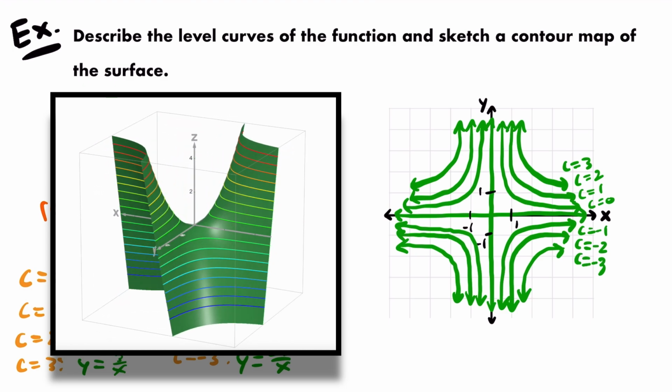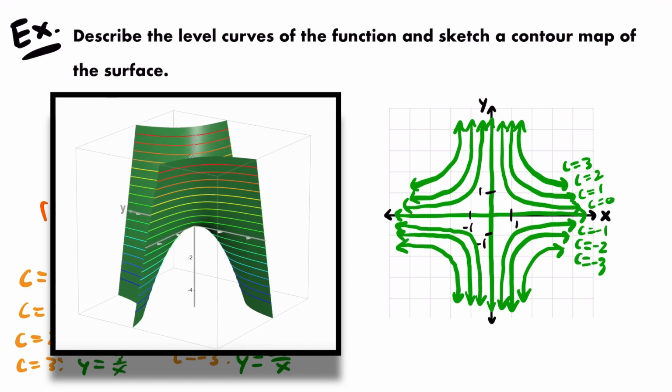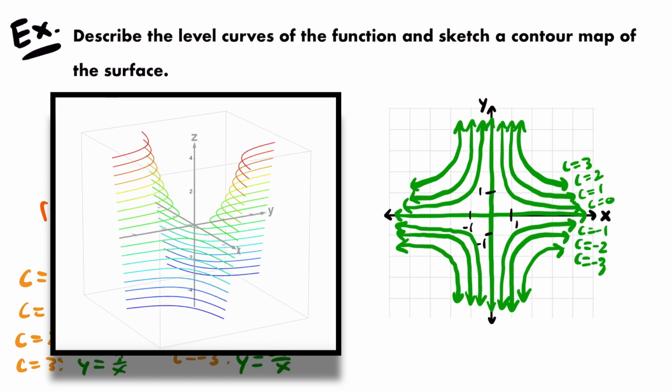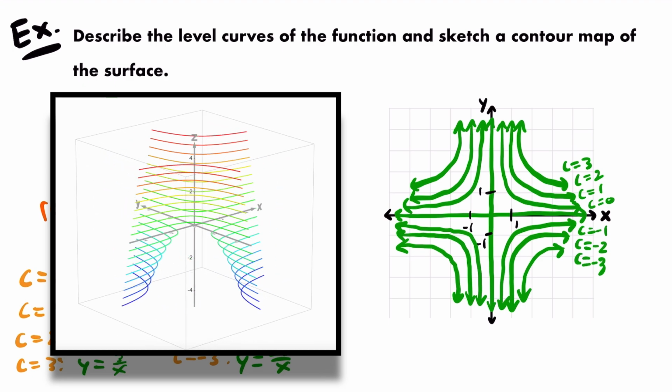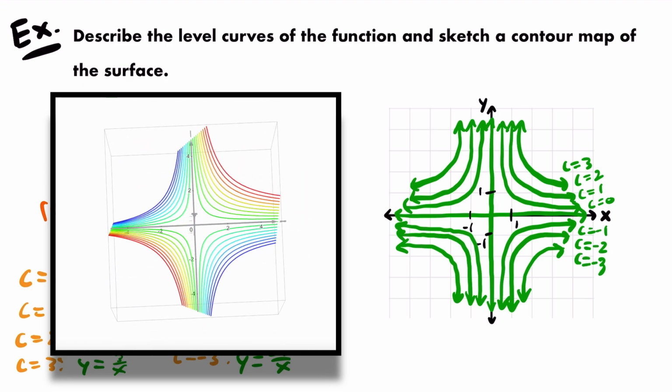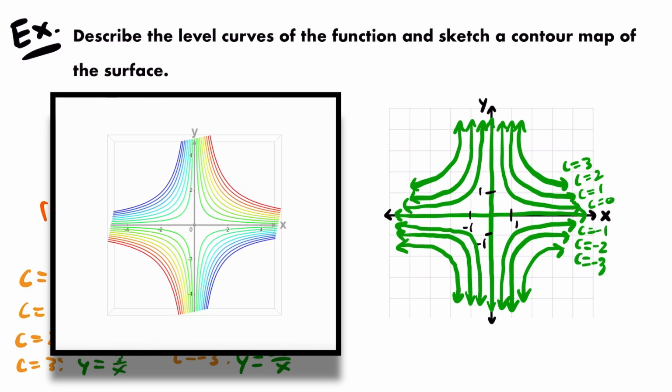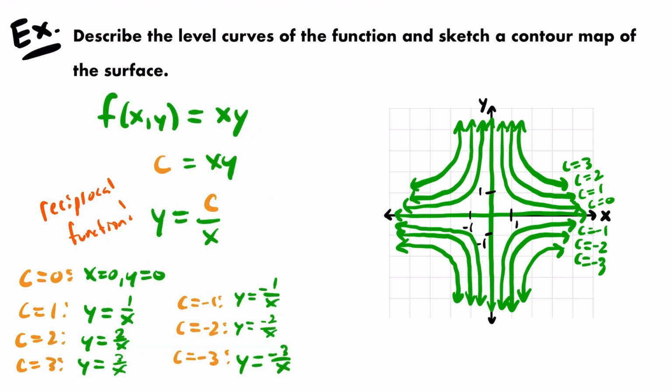But you can see that the surface sort of looks like a hyperbolic paraboloid. But then if you remove the surface and just look at the level curves, specifically from the top down, so that you're looking at the XY plane, you get a very similar picture to what we sketched for our contour map. Okay, and so that's it for this example. Let's move on to the next one.